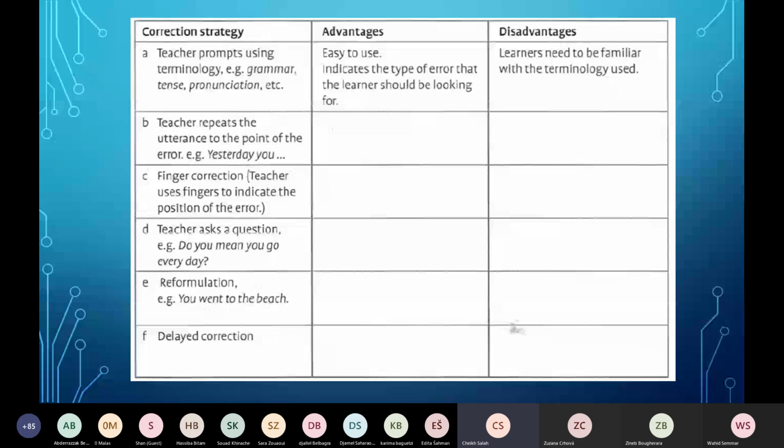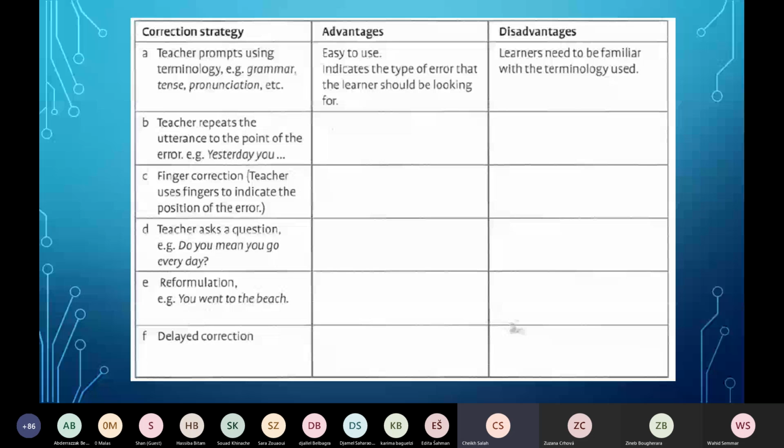So let's see the first one that we have an example of. Teacher prompts using terminology, for example grammar, tense, pronunciation, etc. As for the advantages, it is easy to use, and it indicates the type of error that the learner should be looking for. So if I made a mistake in grammar, I would know where to correct. I wouldn't be wandering around, oh my God, I don't know what error it is. The disadvantages would be that the learner first needs to be familiar with the terminology we are using. He needs to know what grammar, tense, pronunciation, intonation, etc. mean.